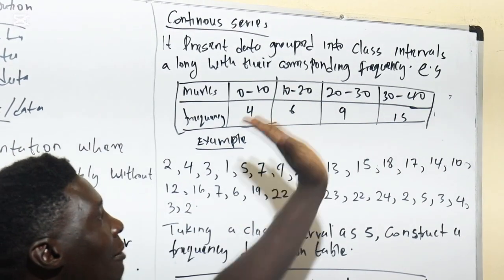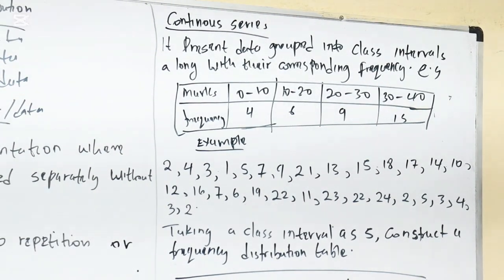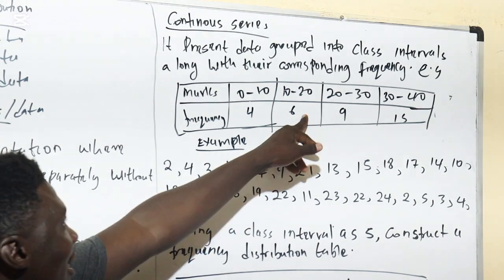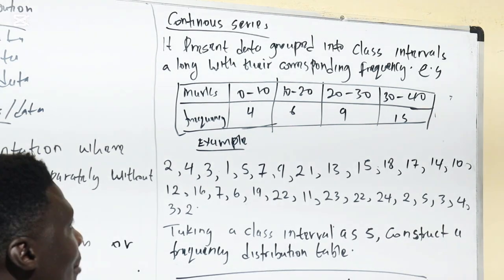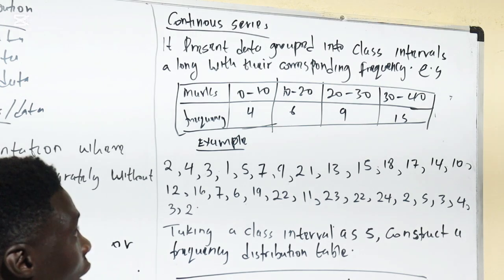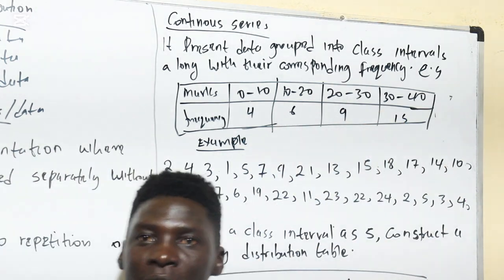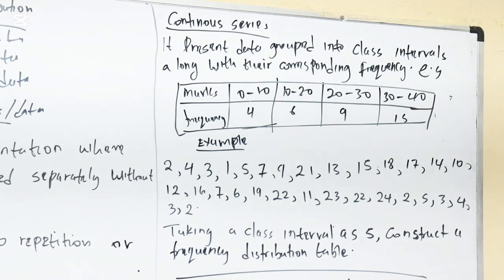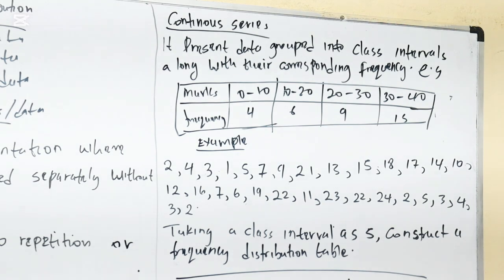Between 10 to 20 we have 6, meaning there was a student who had 11, who had 15, who had 17, who scored 19, who scored 20. So there are 6. Then between 20 and 30 there are 9, meaning that some scored 28, others scored 30, but it can't go below 20. Then between 30 to 40 you have 15 students. So those who scored the marks 31 to 40. So that is the difference between continuous, discrete, and individual data.